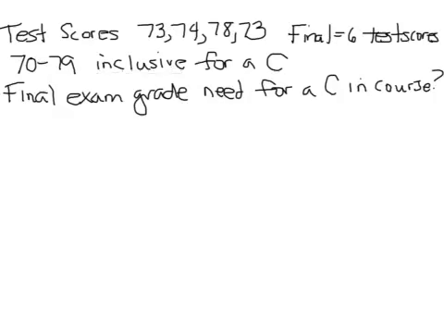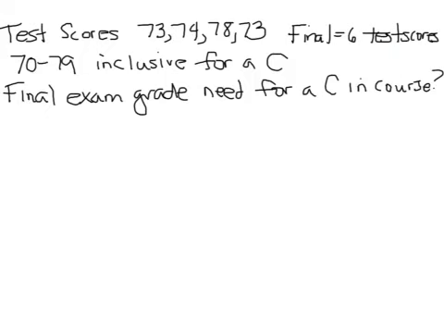Let's look at a problem where you know some of the test scores that have been earned so far in a class, and you want to figure out what you need to get on the final in order to earn your desired grade. So in this example, the student has earned a 73, a 74, a 78, and then a 73 on their 4 tests. However, the teacher is rating the final exam equivalent to 6 test scores.